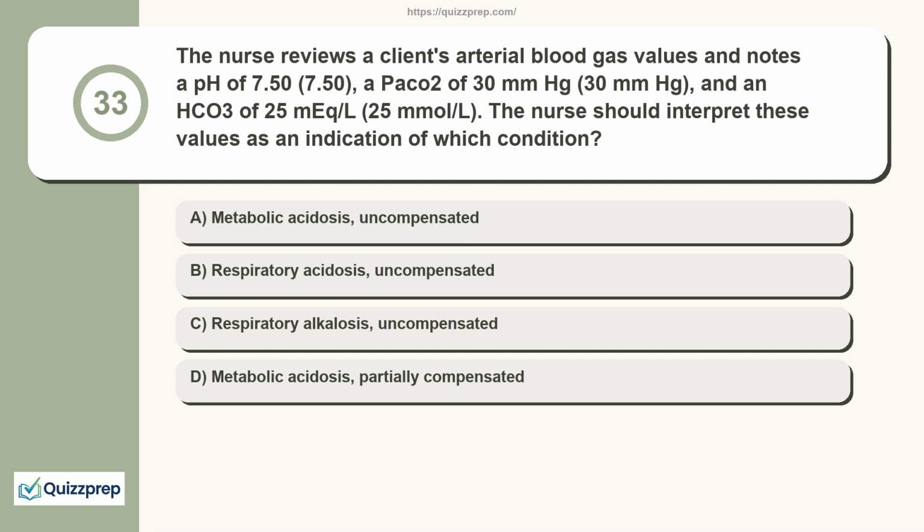Question 33. The nurse reviews a client's arterial blood gas values and notes a pH of 7.50, a PaCO2 of 30 mm Hg, and an HCO3 of 25 mEq/L. The nurse should interpret these values as an indication of which condition: metabolic acidosis, uncompensated; respiratory acidosis, uncompensated; respiratory alkalosis, uncompensated; metabolic acidosis, partially compensated.